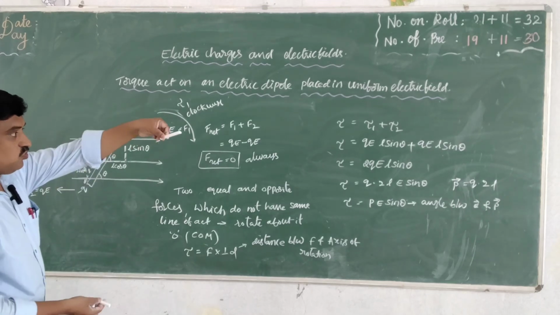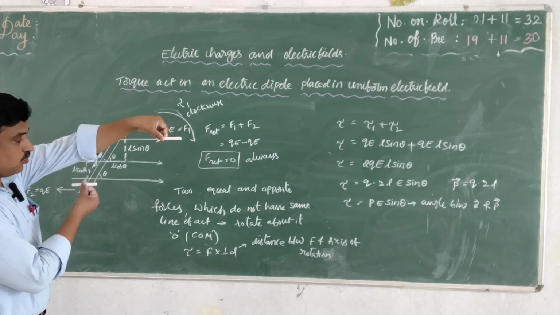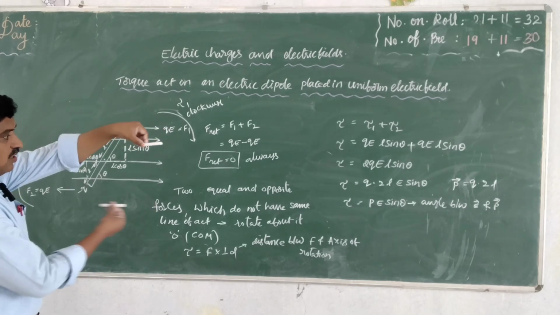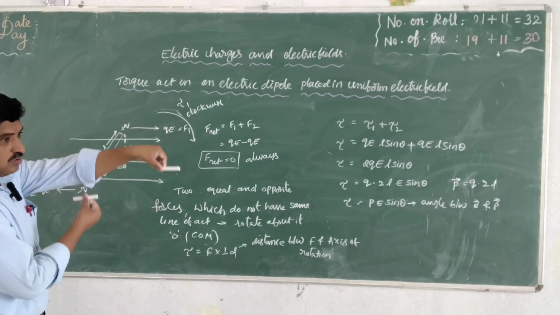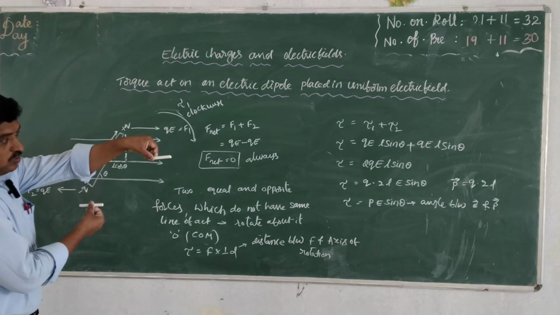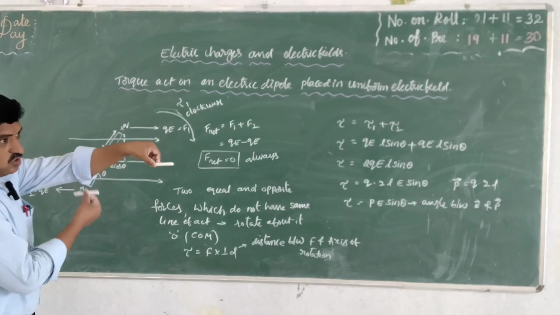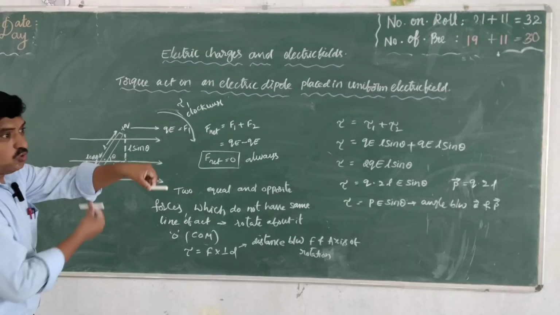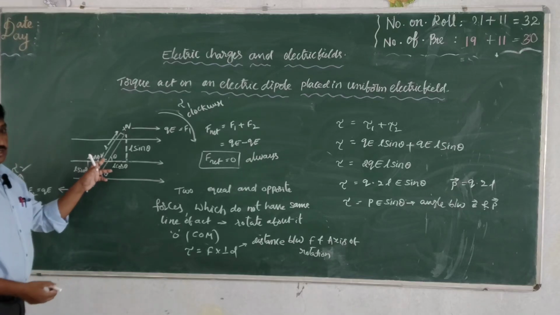See, this is one force, this is another force. Both are not in the same line of action. Same line of action would mean they lie on one line, but here they are opposite and not collinear. So because they do not have the same line of action, the electric dipole rotates about its axis or center of mass.